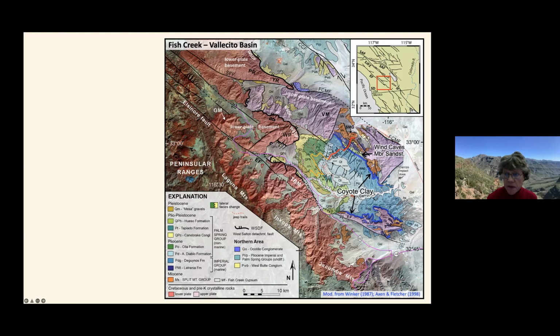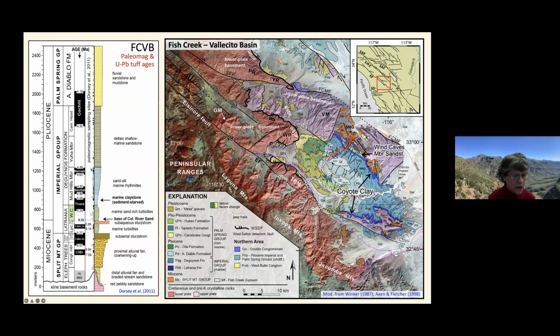And today we're just going to focus on the lower half of that, which is represented over here on the left-hand side.